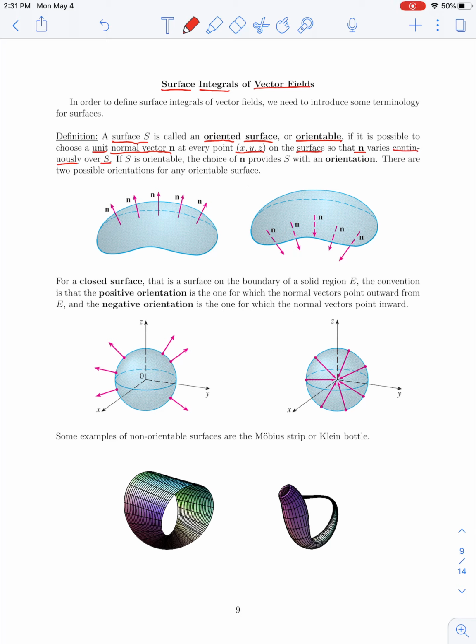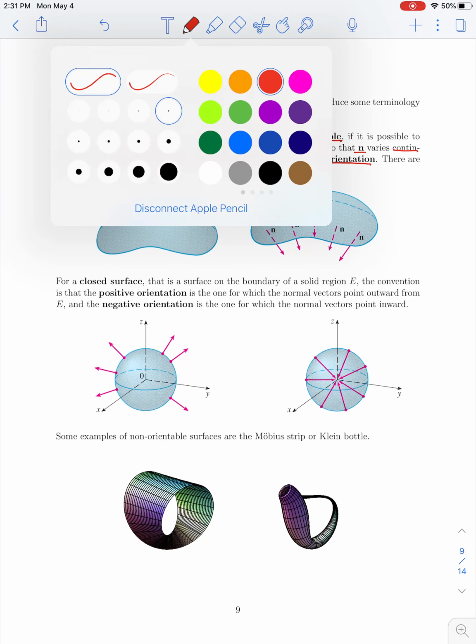Now, in the event that S is an orientable surface, the choice of our unit normal vector n at any given point on the surface is said to provide that surface S with an orientation. So for any orientable surface, there are two possible orientations of that surface. To explain this a little more clearly, let's look at some visual aids.